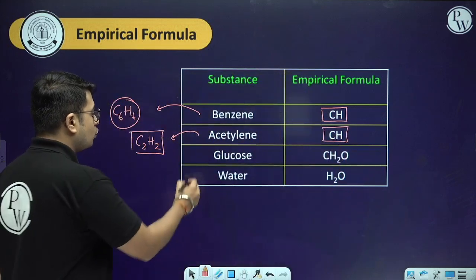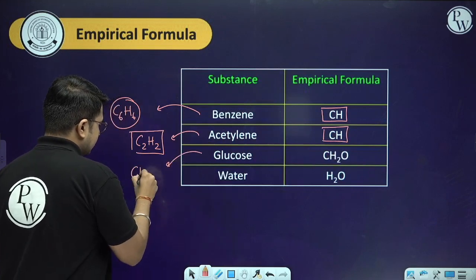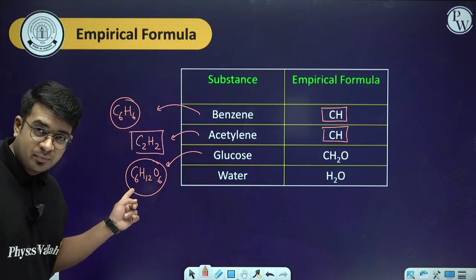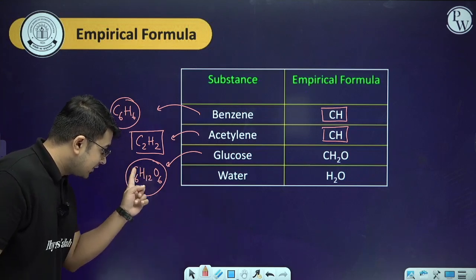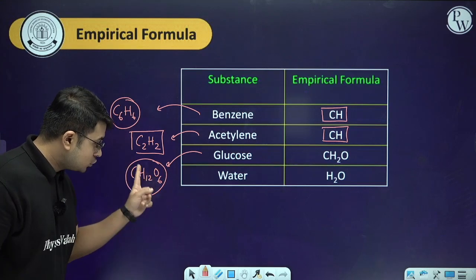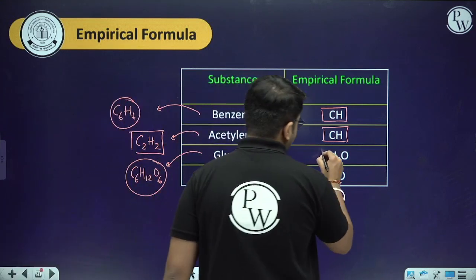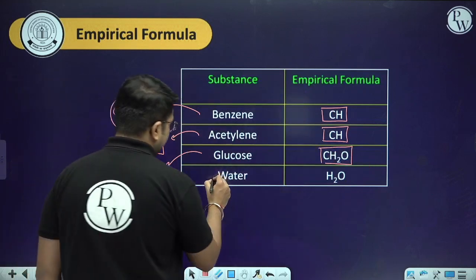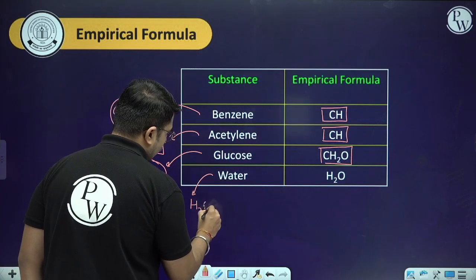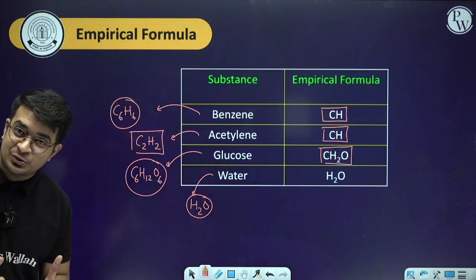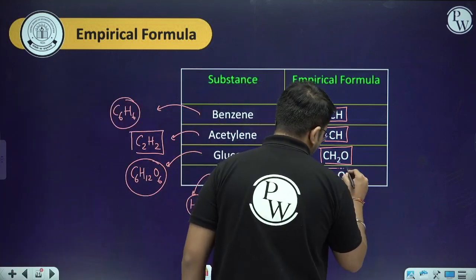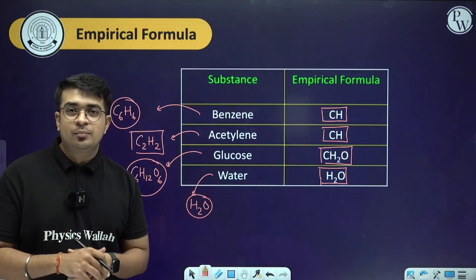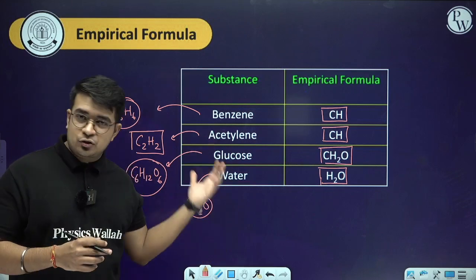In case of glucose, that is C6H12O6, it is not the simplest whole number ratio. Simplest whole number ratio will be 6 divided by 12 divided by 6, which is 1:2:1. So, we have the formula CH2O. Last part, in case of water, we know the formula is H2O. The minimum ratio is again 2:1. So, that is again the same. So, there might be a chance that the empirical formula is equal to the original molecular formula. There might be a chance it is actually different.